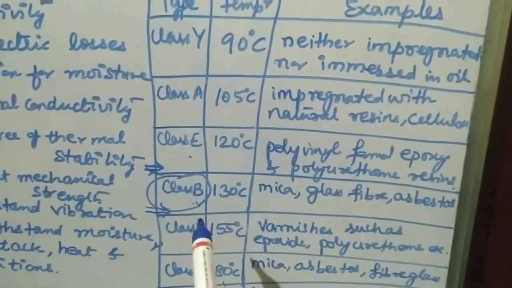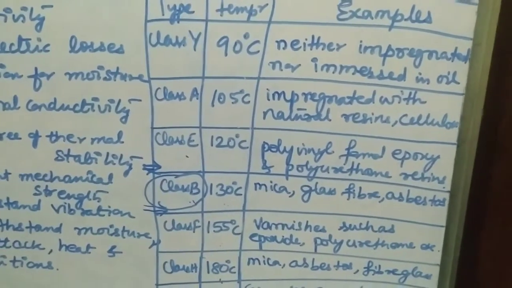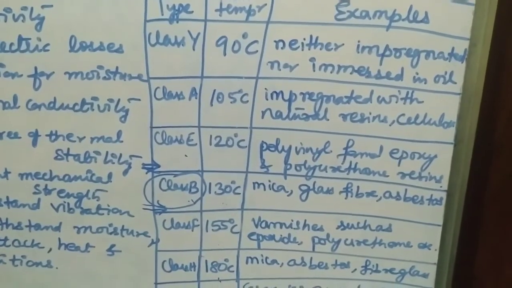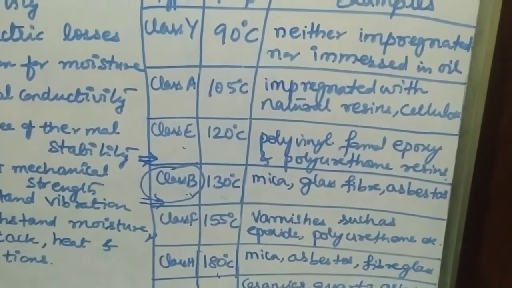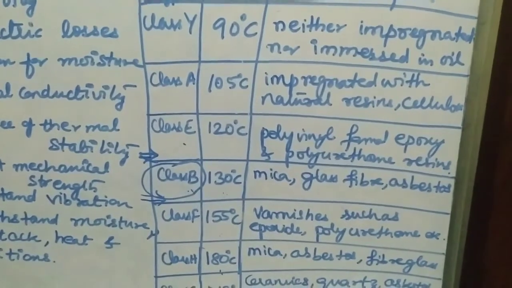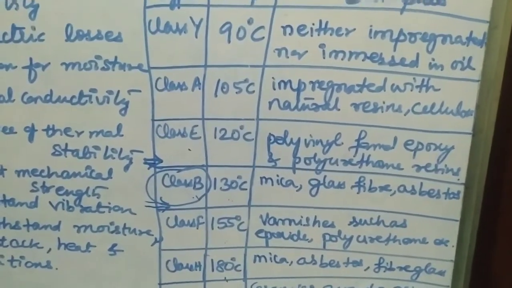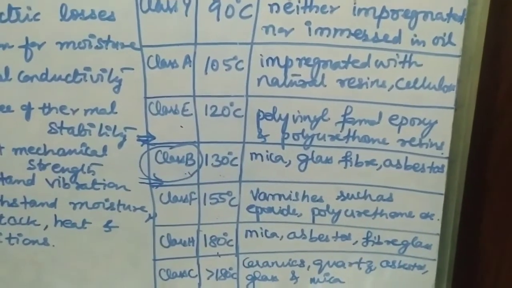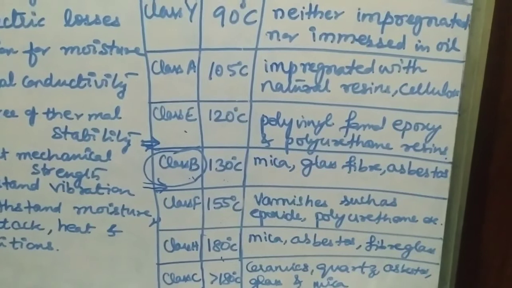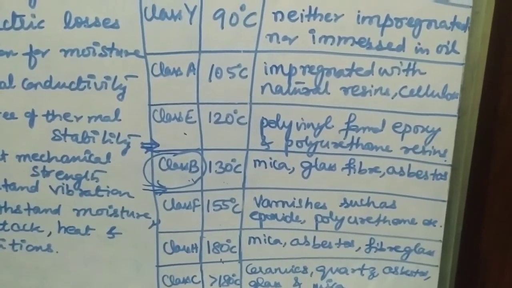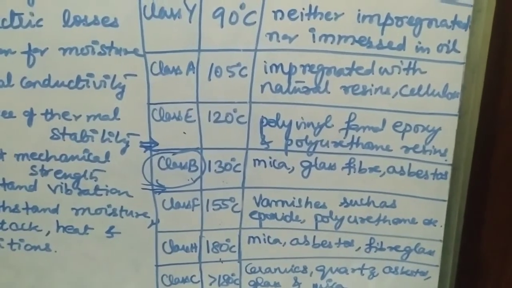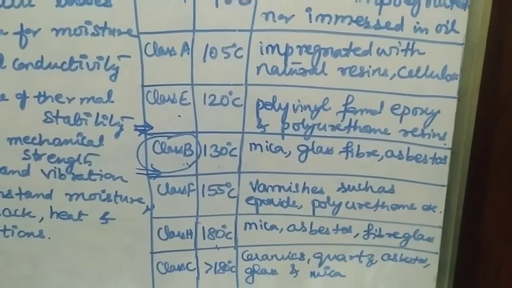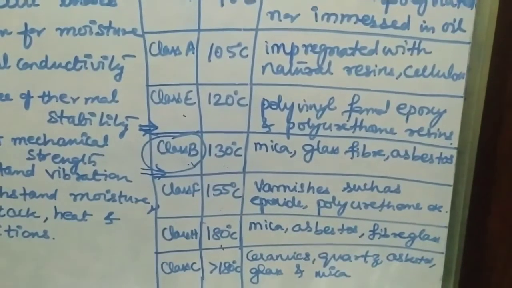Next, coming to class F. So in class F, the examples will be varnishes or compounds such as epoxide and polyurethane, etc. Next, about class H. For class H you have to again refer back to class B itself. So again repeat the example: mica, asbestos fiber, glass, but impregnated with other solutions, that is, with silicones, and containing no organic fibrous materials. That is about class H.